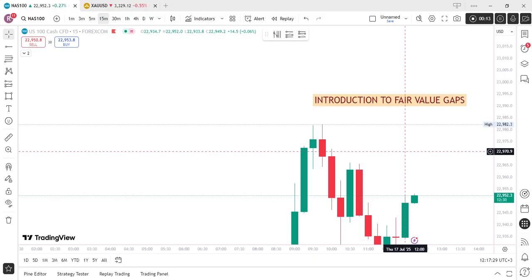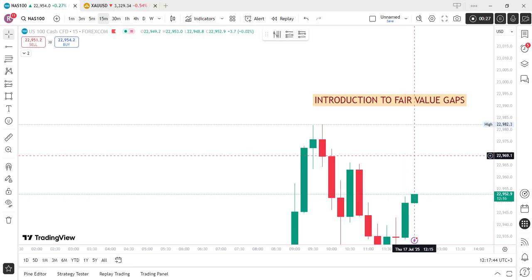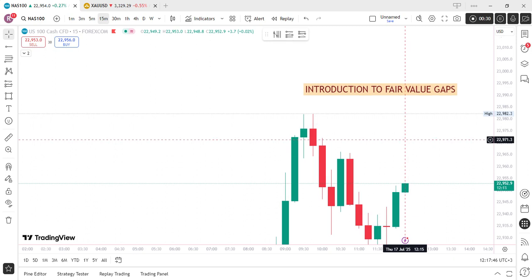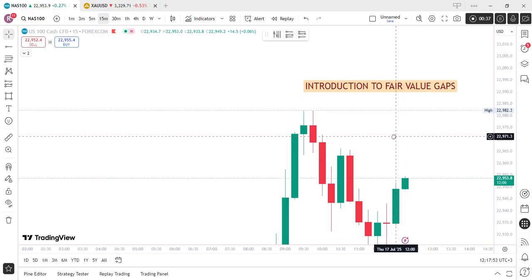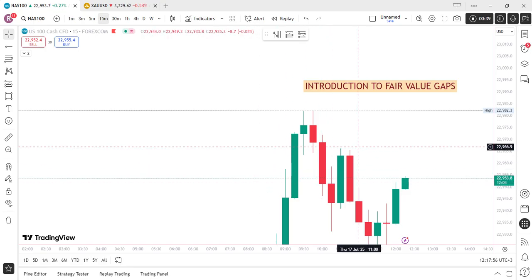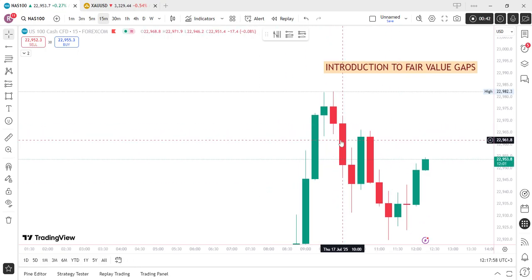Now, in trading, a fair value gap is a concept that is primarily used by price action traders and order flow analysis traders, often associated with ICT. Actually, ICT is the author of fair value gaps, and even the SMC, the smart money concept traders, also use the fair value gap. So what is a fair value gap? A fair value gap occurs when there is an imbalance between buying and selling pressure, creating a gap in price where efficient trade did not take place.